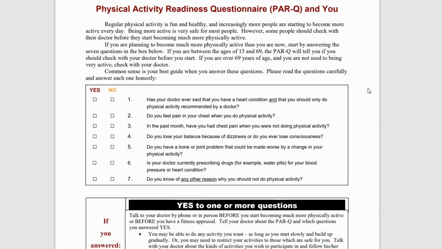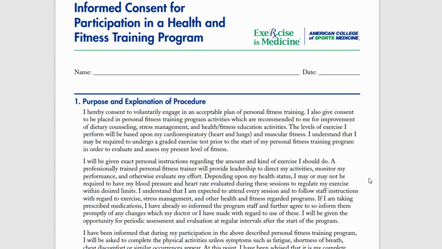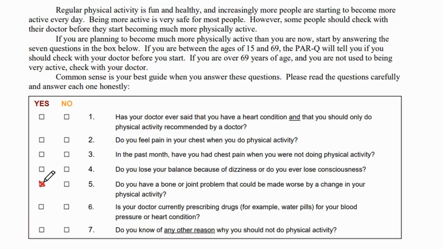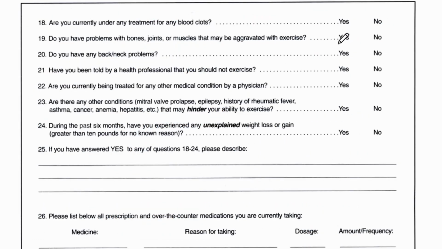Your initial consultation should include many wonderful things, and one of those things is you filling out the PAR-Q, the health history questionnaire, and the informed consent with your client. If your client has a knee condition, there is a good chance that they will indicate it on the PAR-Q, the health history questionnaire, or both.